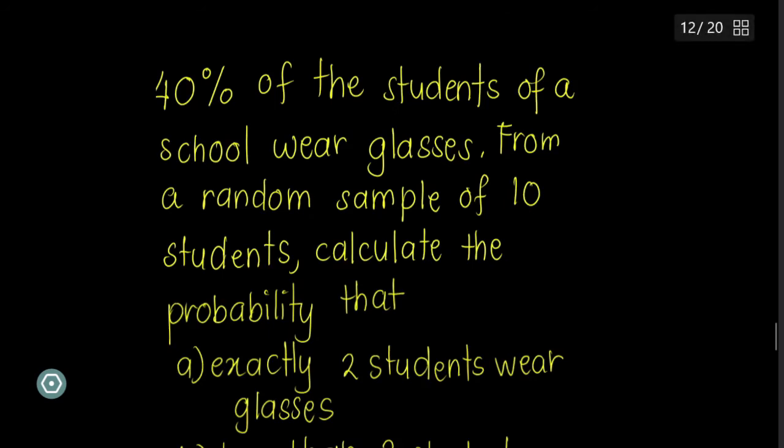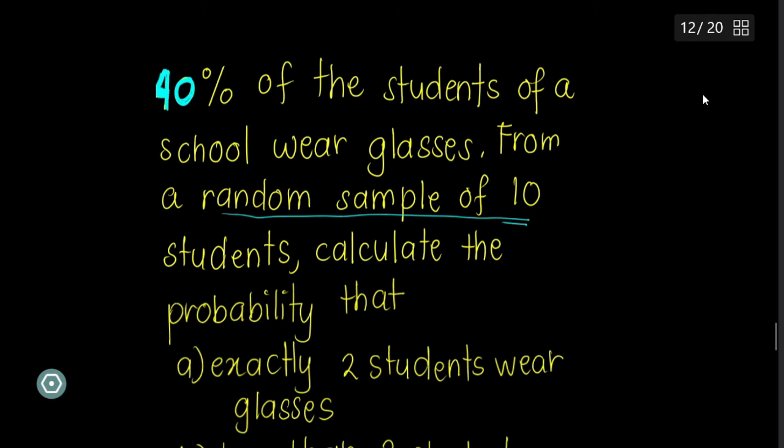Okay, now let's look at this type of question, which is also popular. The teacher will read the question for you guys first. I just want you guys to see that this part is actually 40%. 40% of the students from a school wear glasses, from a random sample of 10 students. So they're just taking a random sample of 10 students. Calculate the probability that exactly 2 students wear glasses.